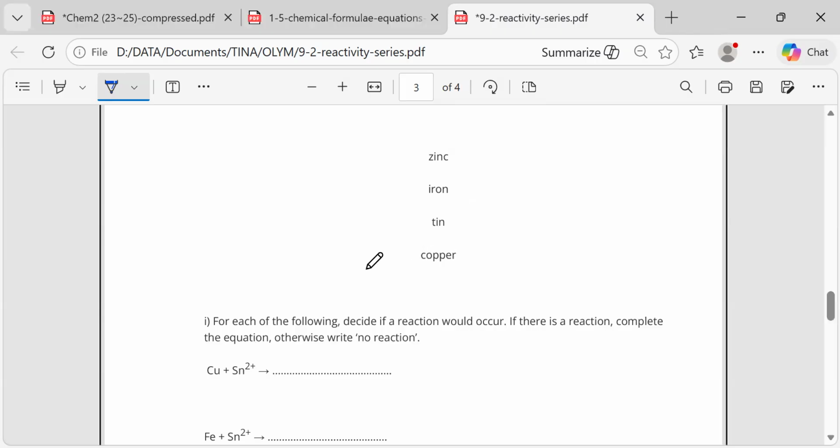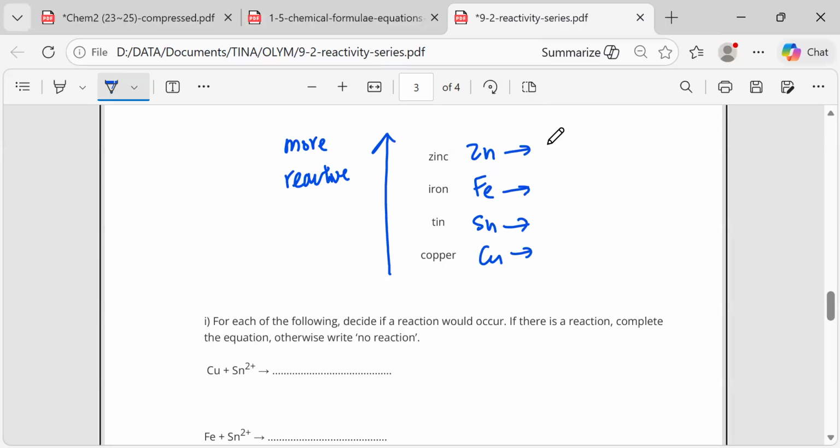Okay. This one, going up, is more reactive. More reactive means loves to gain electrons or loves to throw electrons. Give or take electrons. Give. So zinc, iron, tin, and copper. Who loves to give electrons the most? Zinc. But everybody can give electrons. But zinc loves to give the most.